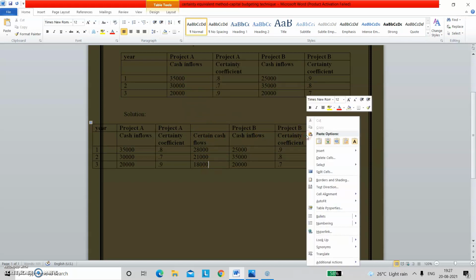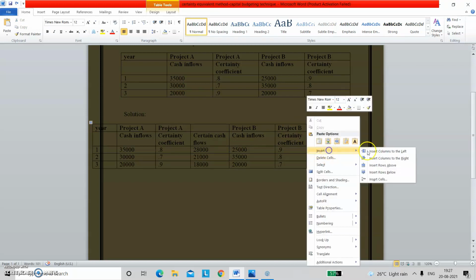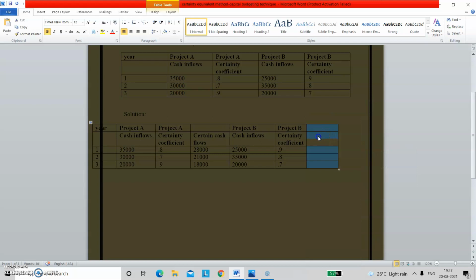Similarly, we insert one more column for the certain cash flows of project B. So 0.9 multiplied by 25,000 gives 22,500. 35,000 multiplied by 0.8 is 28,000, and 20,000 multiplied by 0.7 is 14,000.